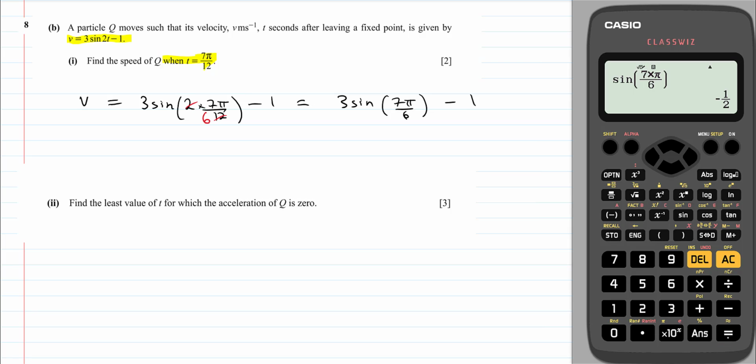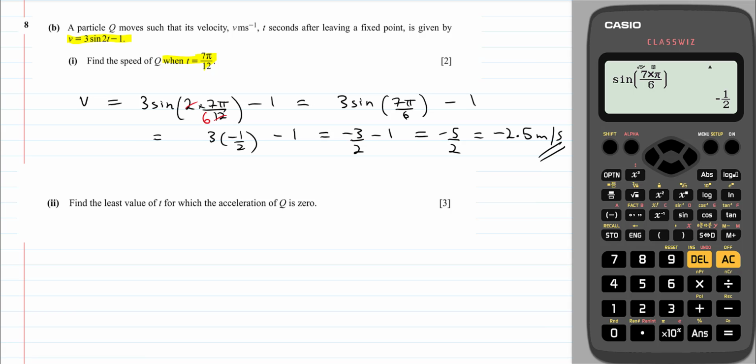So now we're going to get 3 times negative a half minus 1, so that's negative 3 over 2 minus 1, and so that is equal to negative 5 over 2, which is negative 2.5. Okay, and we can put our units in if we want, so that's meters per second. So that is 8b part 1.